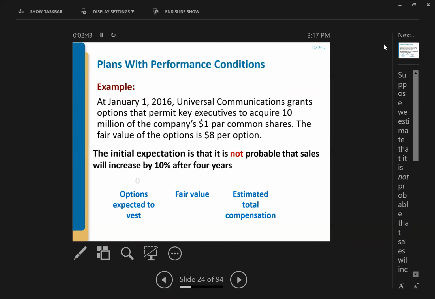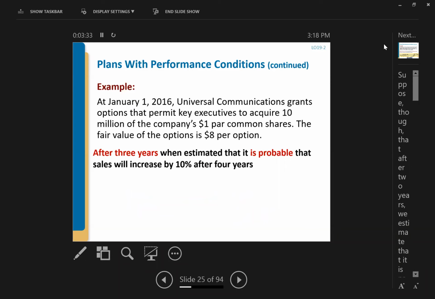All right, so there's two components of that. Here's an example. As of January 1st, 2016, Universal Communications grants an option that permits the key executives to acquire 10 million of the company's $1 par common stock at the fair value option of $8. So in our previous calculations, their compensation would be $80 million. However, because it is not probable, and if you remember the rules going back to contingent liabilities, something that's probable only has to be more than 50%. So if it's not probable, that's under 50%, and therefore we would not make any kind of journal entry.